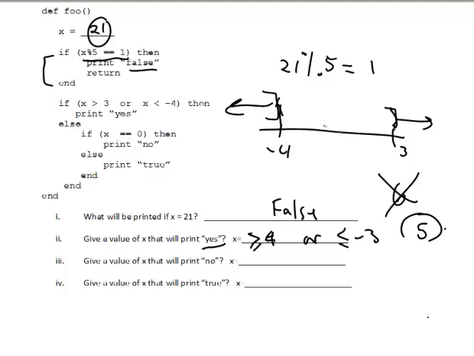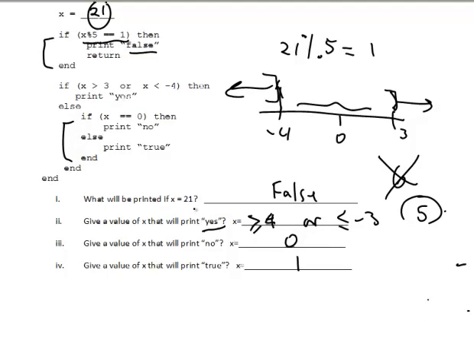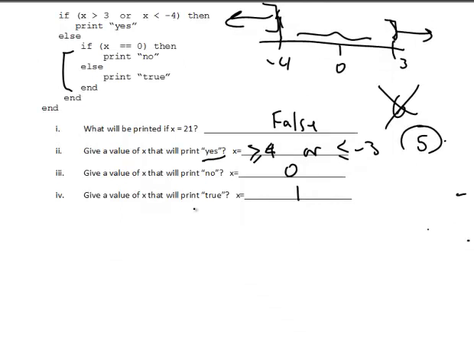And so we are trying to determine something in between for the else part. So if x equals 0, then print no. Obviously 0 would be the number to use there because it is between these two numbers. And otherwise print true. So you've got to find something between these two numbers that is not 0. So let's say something like 1 would do it. There are multiple answers to that question, obviously, and any correct answer would have gotten credit.